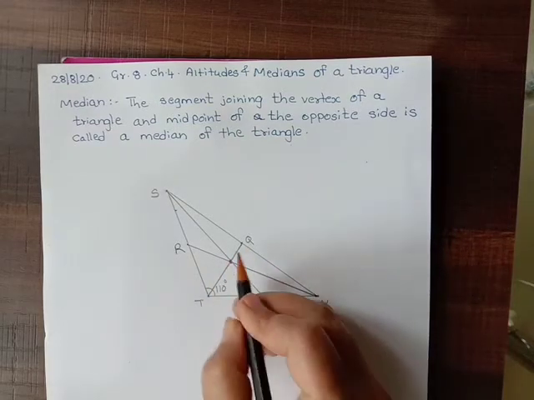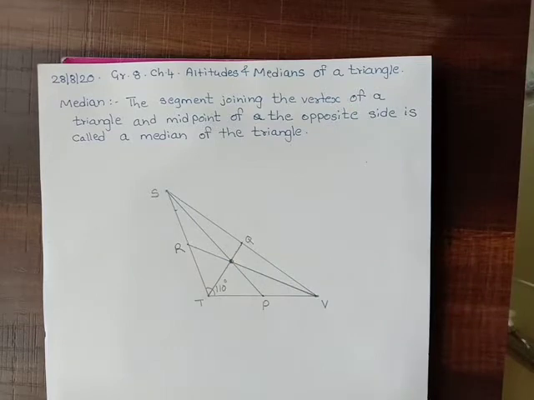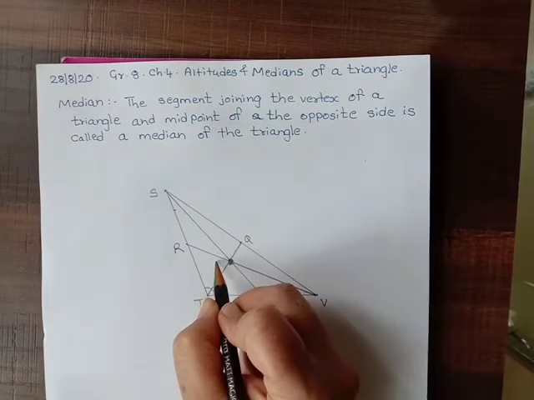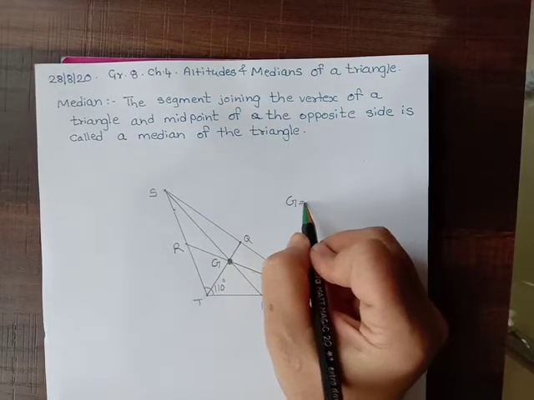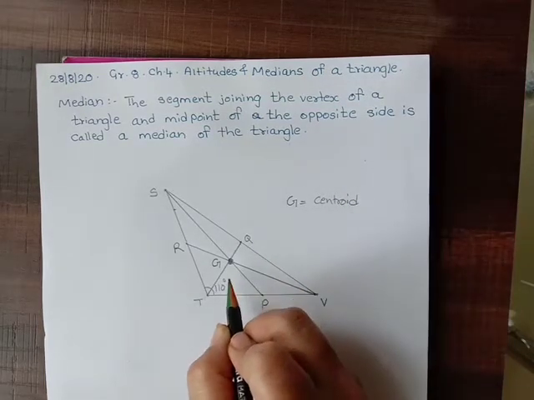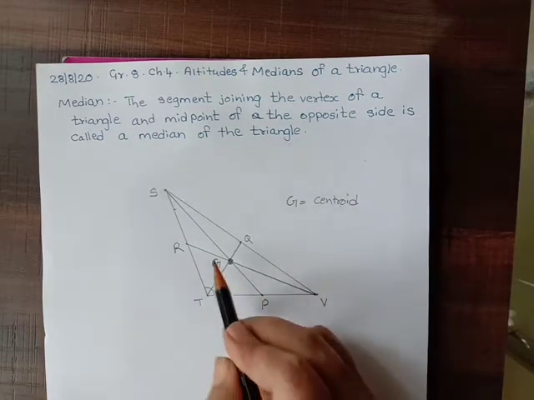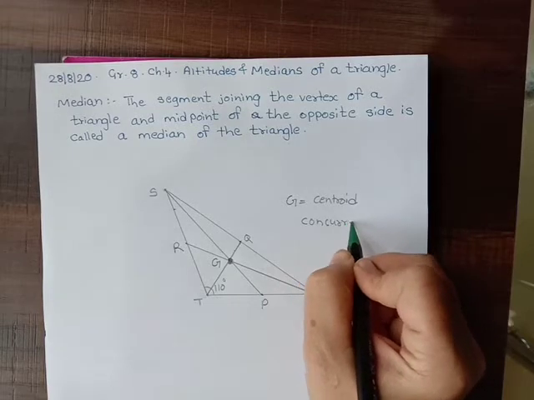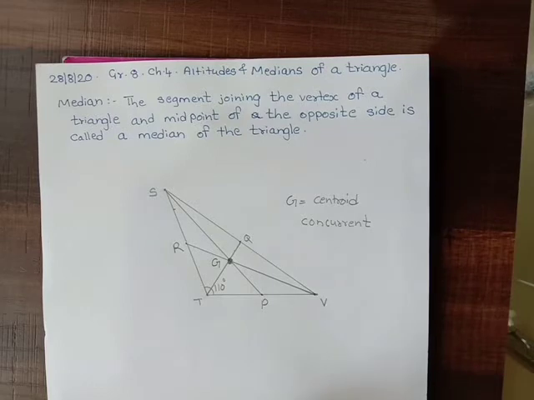Now all these 3 medians are intersecting in a single point, or they are passing through a single point. This point where all the 3 medians intersect is denoted by letter G, and G stands for centroid. We have seen in case of altitude it was orthocenter. In case of medians it is called centroid. And all the medians are concurrent. Concurrent means they are all passing through a single point. They are meeting at a single point.